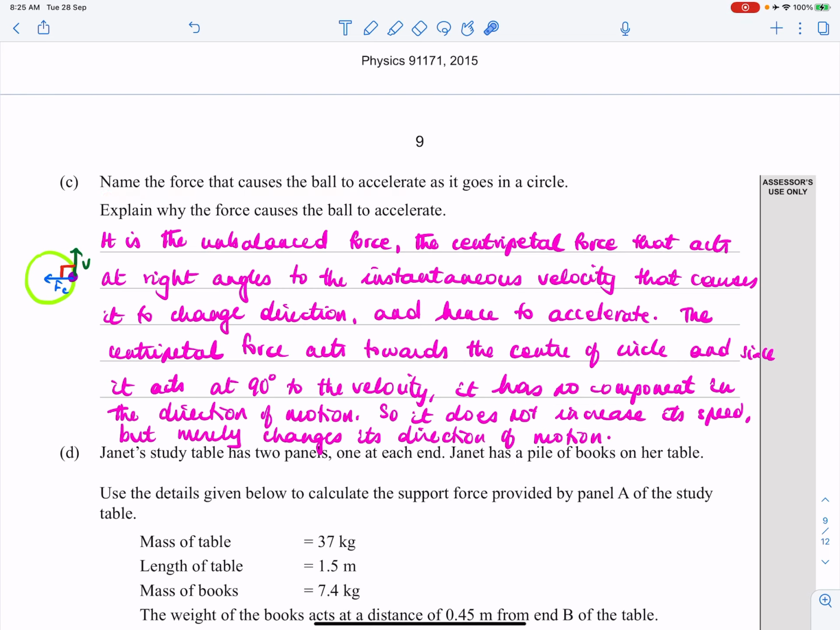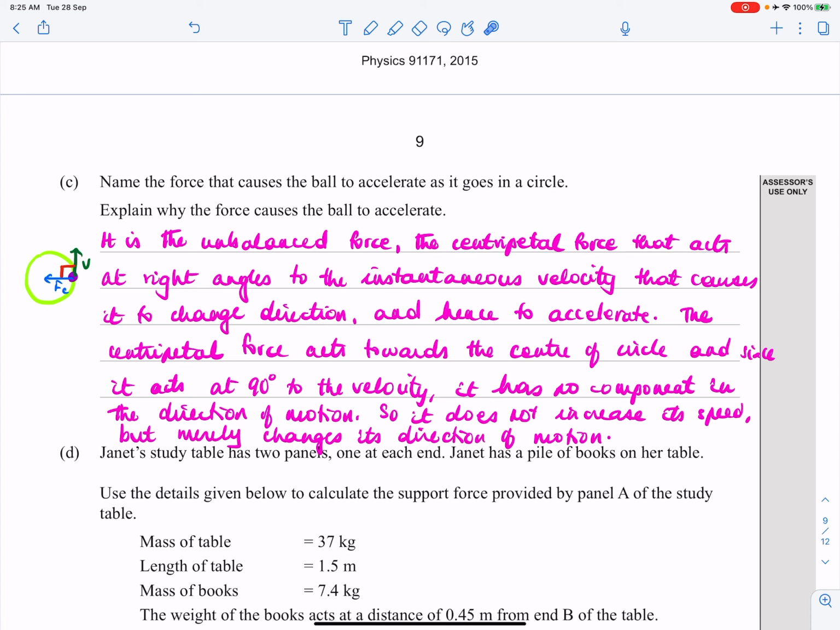Moving on to the next question: name the force that causes the ball to accelerate as it goes in a circle and explain why this causes it to accelerate. So it's the unbalanced force that's called the centripetal force, that's the name of the force, and it acts at right angles to the instantaneous velocity that causes it to change direction and hence to accelerate.